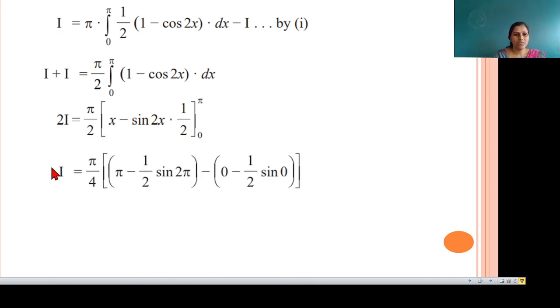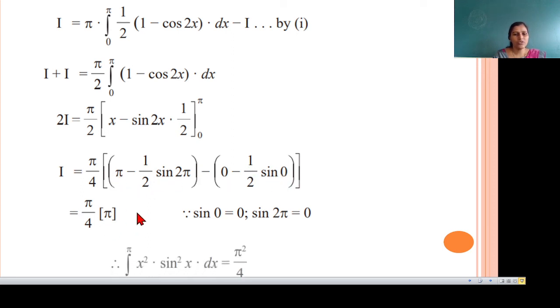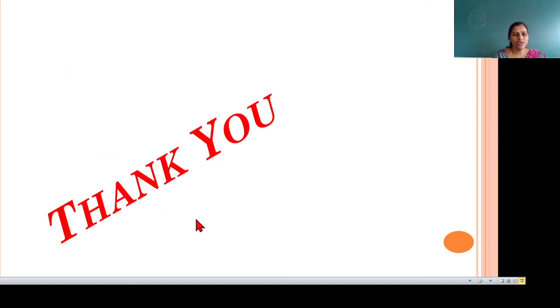In the next step, after putting the upper limit, we get this term, and after putting the lower limit, we get this term. On final calculation, we get I is equal to pi by 4 into the remaining term from these terms, which is only pi. So our final answer will be pi by 4.